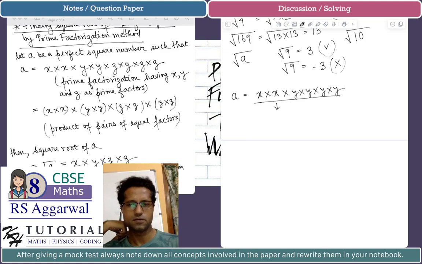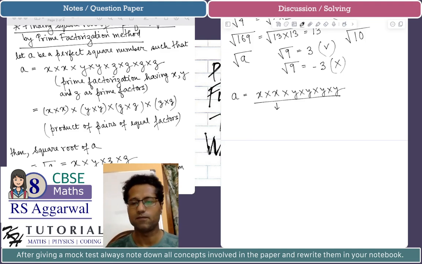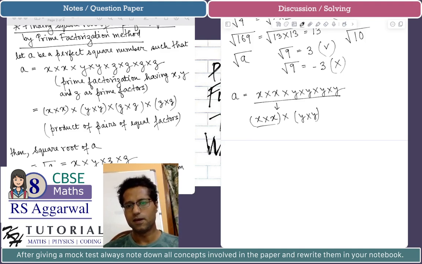Now, from here, I will rearrange the product of the prime factors to form pairs of equal factors like this. All the x's, I will take one pair. So this is one pair. I will take another pair where the pair will have equal factors. This pair has equal factors y and y, and there is another pair left, that is again y and y.